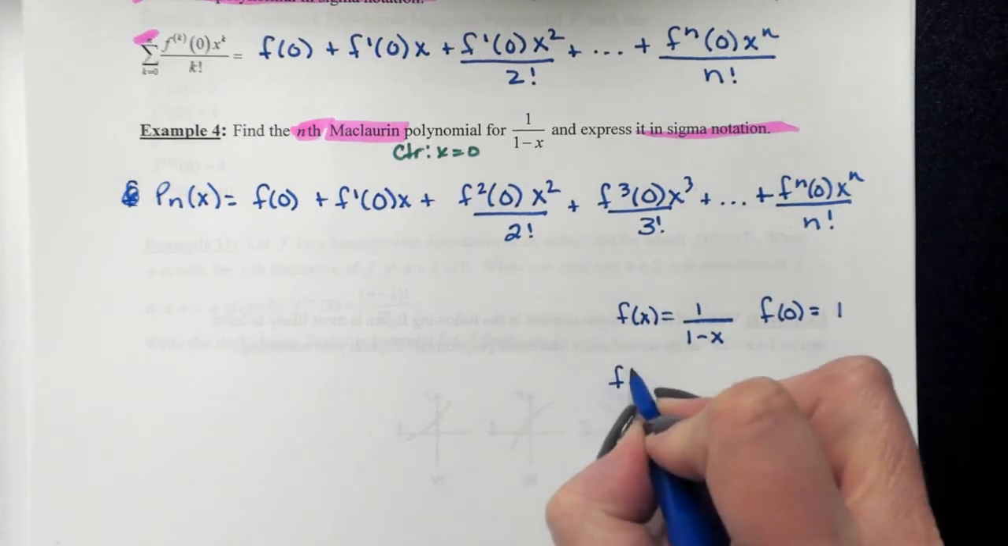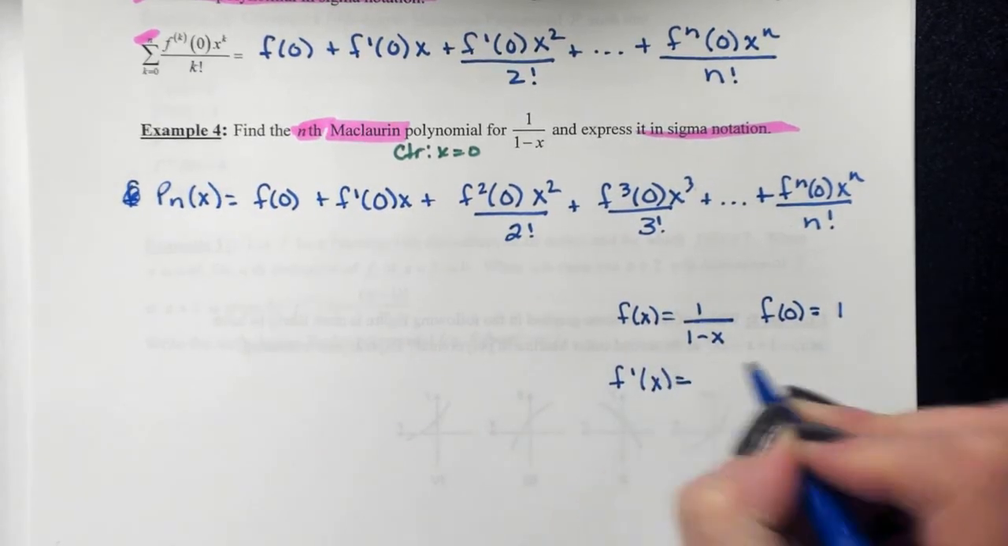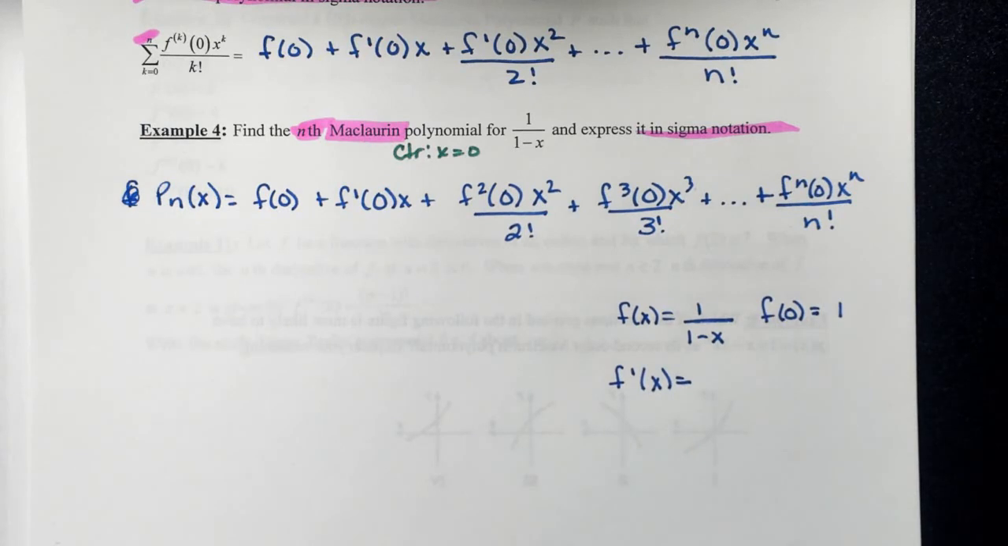So now I need to find f prime of x. Oh boy, got to remember how to do this derivative. So again, if f of x is 1 over 1 minus x, I can write this as 1 minus x to the negative first. What rule are we going to have to apply in order to do this derivative? Chain rule. So this derivative is going to be what?